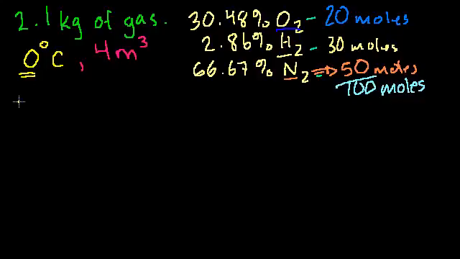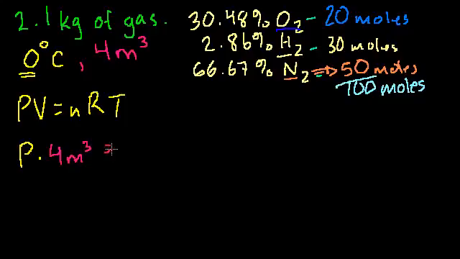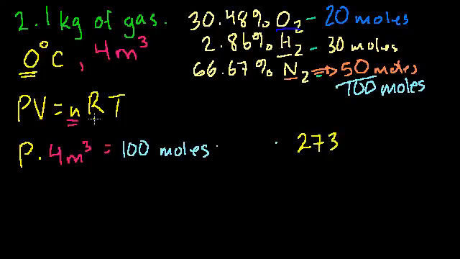So we just do our PV is equal to nRT. We're trying to solve for P. P times 4 meters cubed is equal to N. N is the number of moles. We have 100 moles, so 100 moles times R. I'll put a blank there for R because we have to figure out which R we want to use, times temperature. Remember, we have to do it in Kelvin. So 0 degrees Celsius is 273 degrees Kelvin. And then which R do we use?